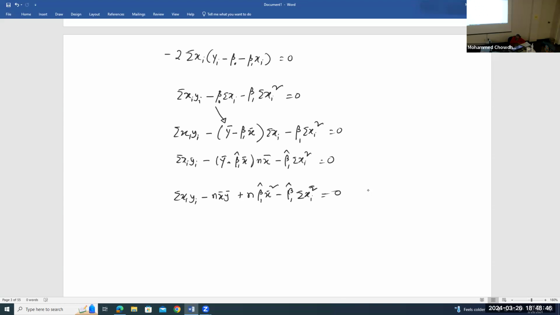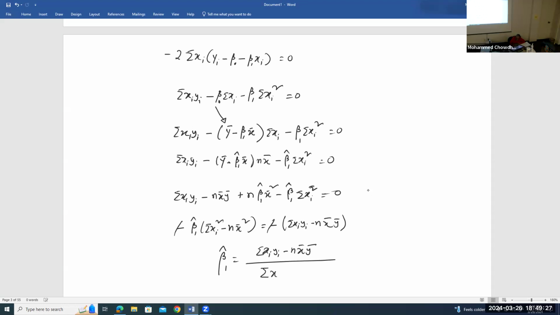If I take minus beta 1 hat as a common factor, then I have sum of xi square minus n x bar square. Then if I take the minus common there, I will have sum of xi yi minus n x bar y bar. This is what I have. From there, this cancelled out. Beta 1 hat equal to what? Sum of xi yi minus n x bar y bar, and then divided by sum of xi square minus n x bar square.